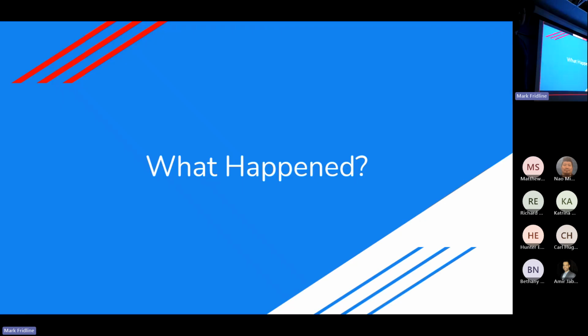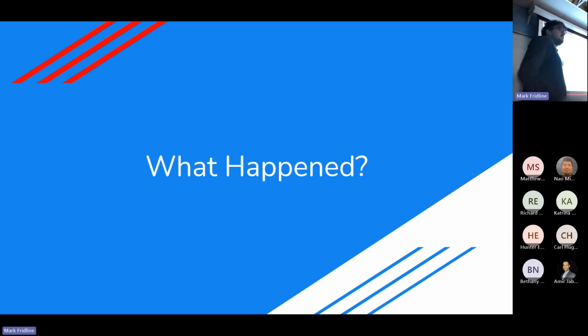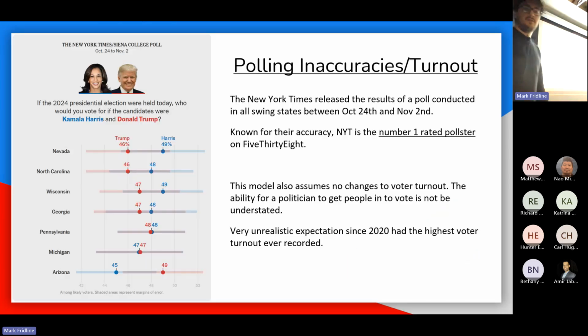So big question, what happened? Why did all this happen? Why was my model this incorrect? And I would say the biggest culprit is polling inaccuracies and turnout.